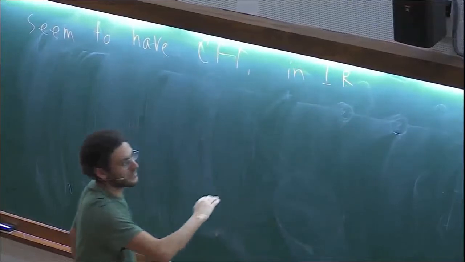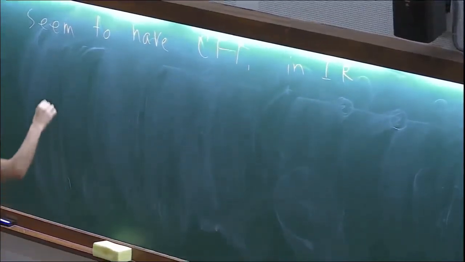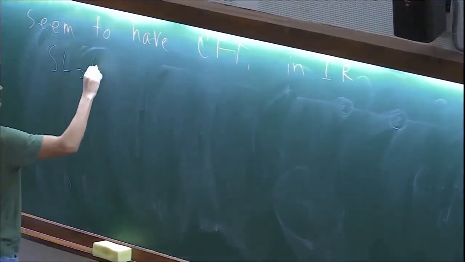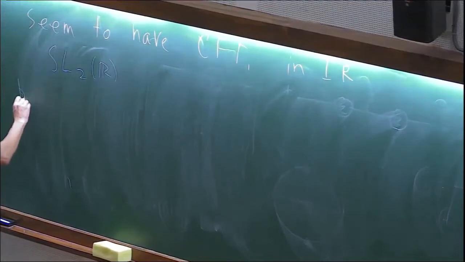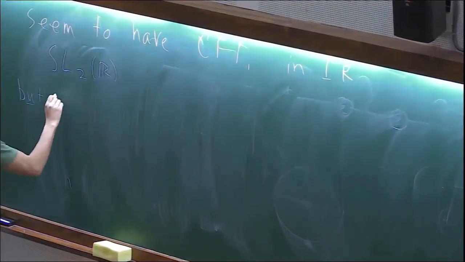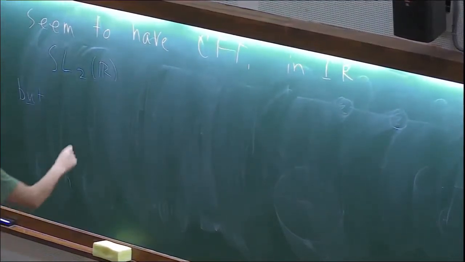It appears we have a one-dimensional CFT, and a one-dimensional CFT has SL(2,R) invariance. SL(2,R) should be familiar from yesterday's lecture by Freddy. That's just the conformal group in one dimension. But the subtlety that I mentioned is that we got this by dropping the d tau in the action.